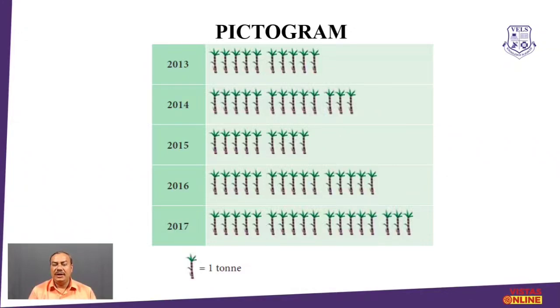From 2014, 10 plus 3, 13 tons yield. 2015, 5 plus 4, 9 tons of sugarcane yielded. From the year 2016, 15 tons of sugarcane yielded. For the year 2017, 15 plus 3, 18 tons of sugarcane yielded.